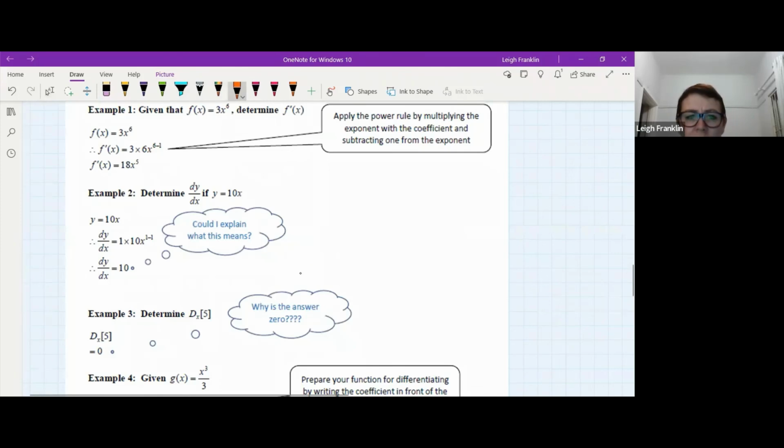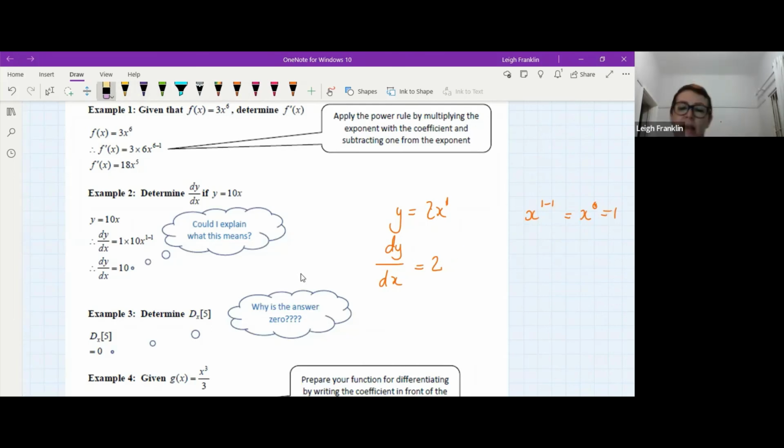Okay. If they give you y equals 2x, and now they ask you to take the derivative of y with respect to x, remember, it's going to be the invisible 1 times 2. And then remember, when you take 1 away, you're going to end up with x to the power of 0. So x to the power of 0 is 1. So essentially what you've got here is 2 times 1.